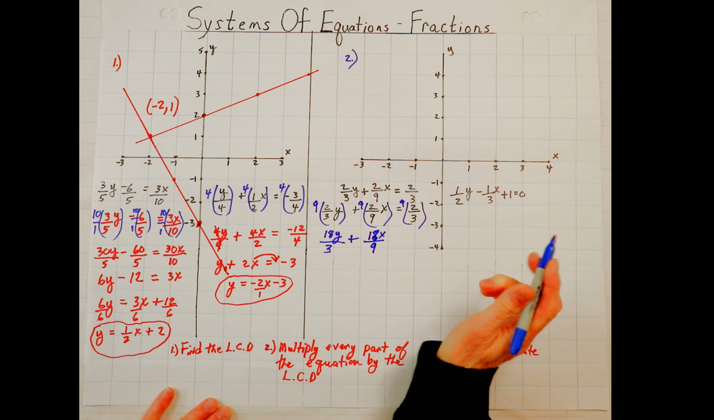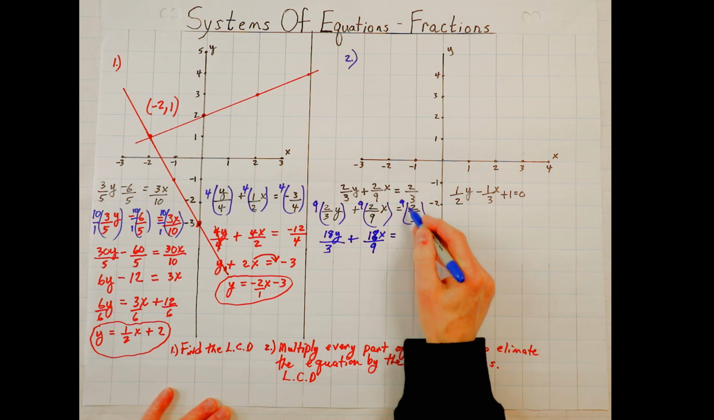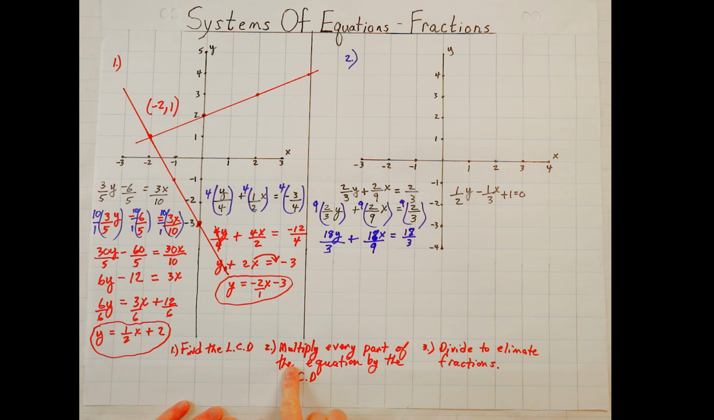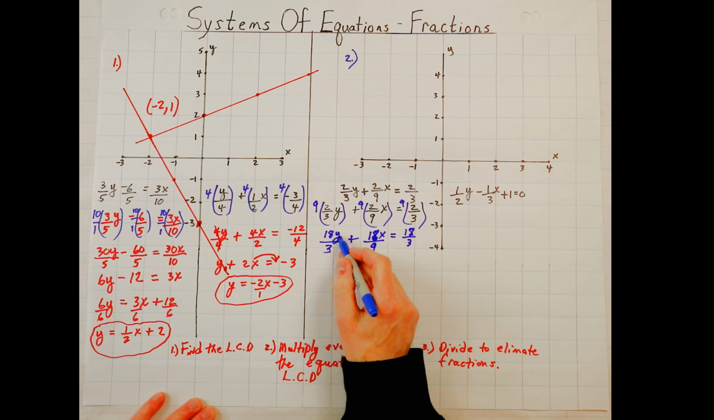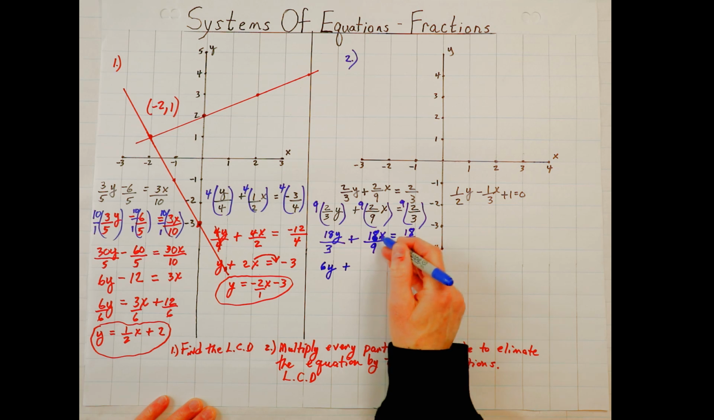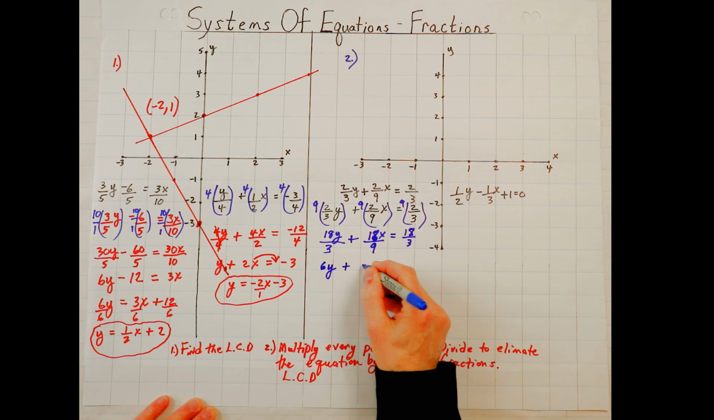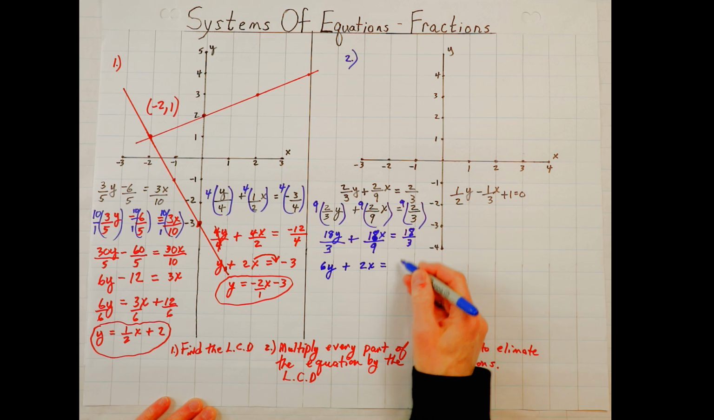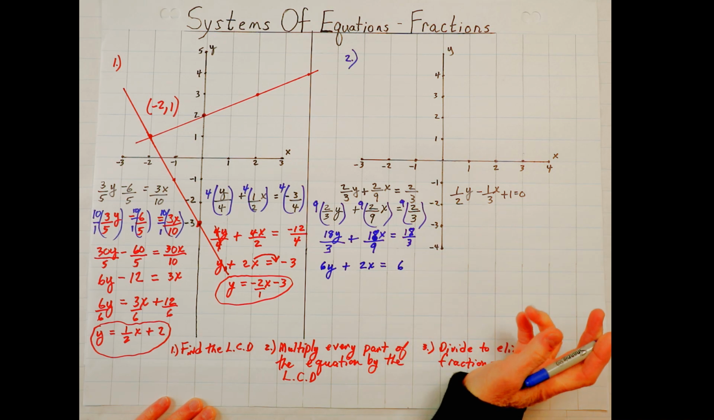That's an 8. And over here, 9 times 2 is 18 over 3. So that was the second step. Third step, divide to eliminate the fractions. Okay, 18y divided by 3 is 6y. 18x divided by 9 is 2x. And 18 divided by 3 is 6.